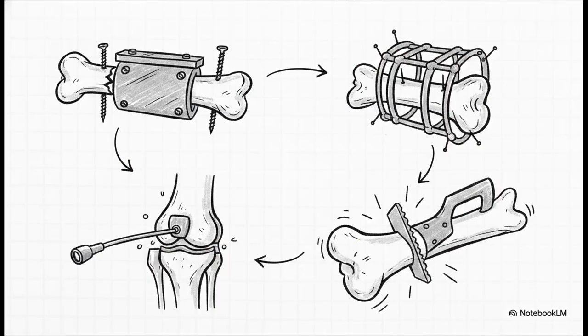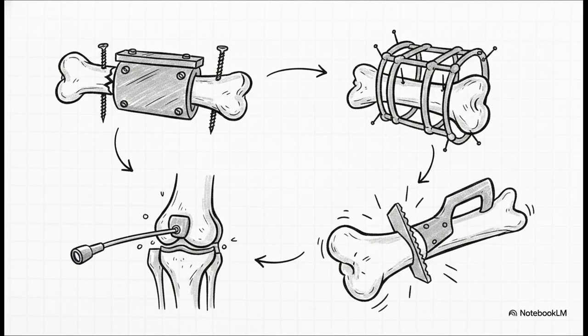Now let's rapidly run through some critical surgical definitions you absolutely need to memorize. ORIF means open reduction with internal fixation. That involves literally opening the site and using internal hardware like plates and screws. External fixation, conversely, uses pins and a structural frame on the outside of the body.